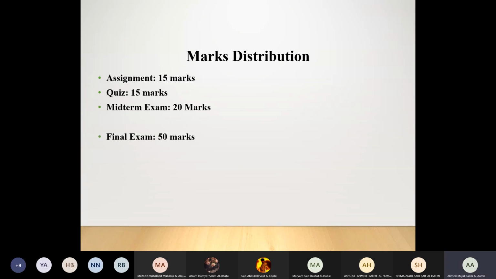Final examination is going to be for 50 marks. And the assignment, as I told you, normally it's going to be a structural design of a 2-story building or a single story, depending on the situation and circumstances for this particular semester. Are we okay with that? Any question regarding your assessment criteria before we start?